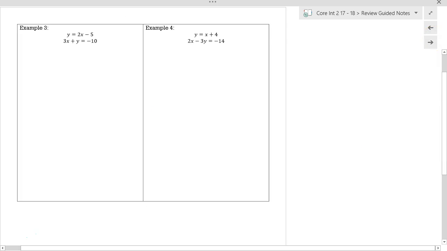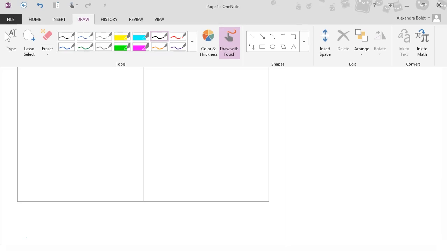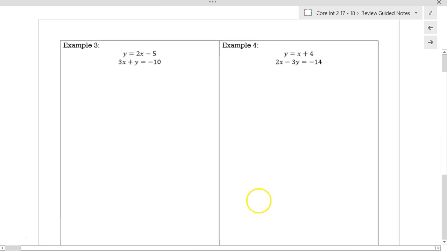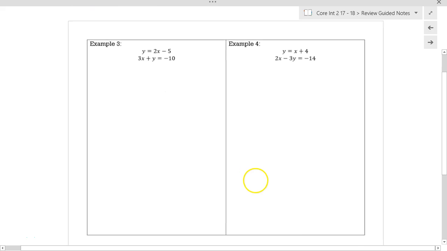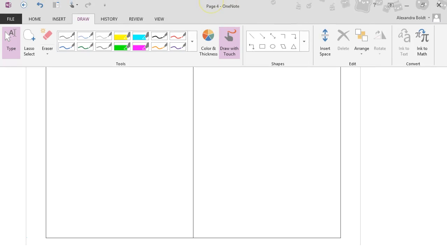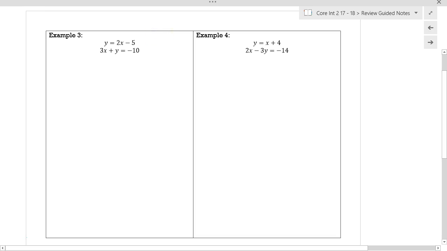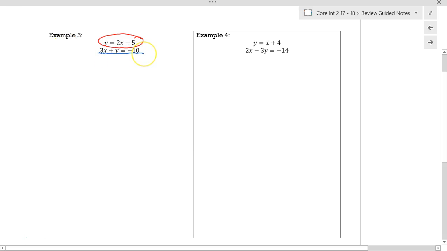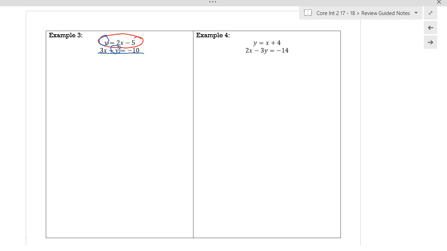So go ahead and flip your page. So same type of thing. Our first step, get one equal to y equals or x equals. We have our y equals. Our next step is to substitute into the other equation. Again, it's y equals, I'm going to substitute into the y.